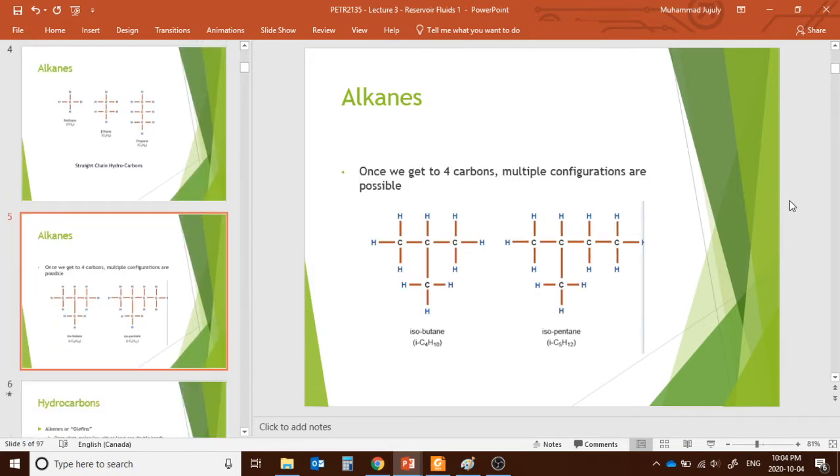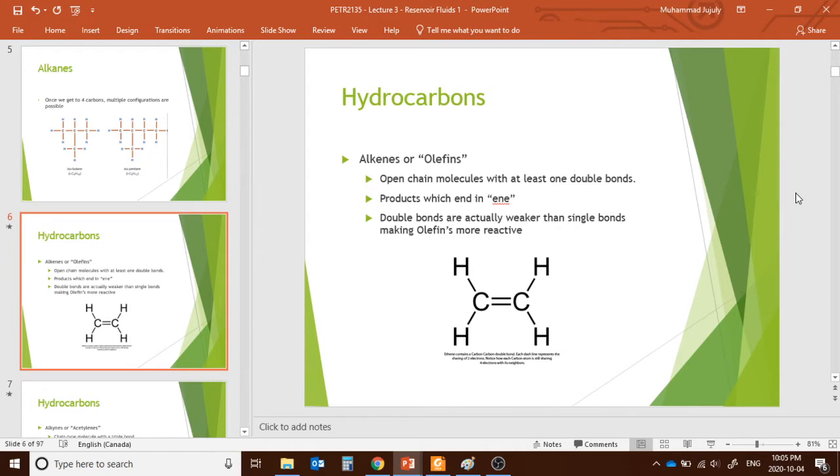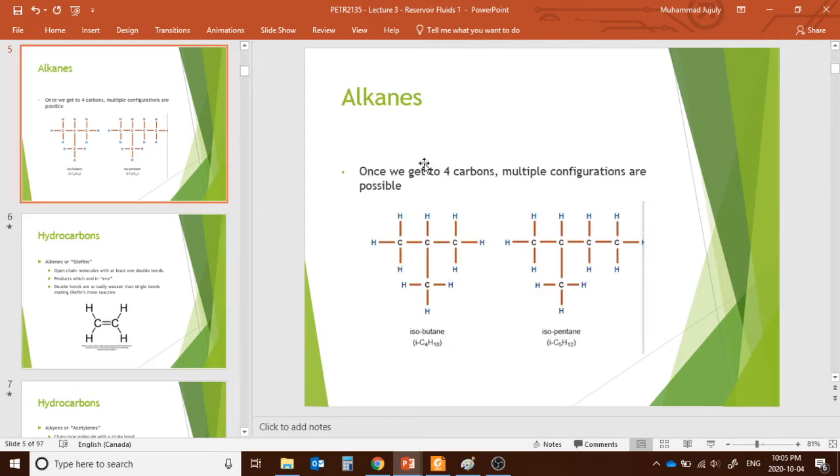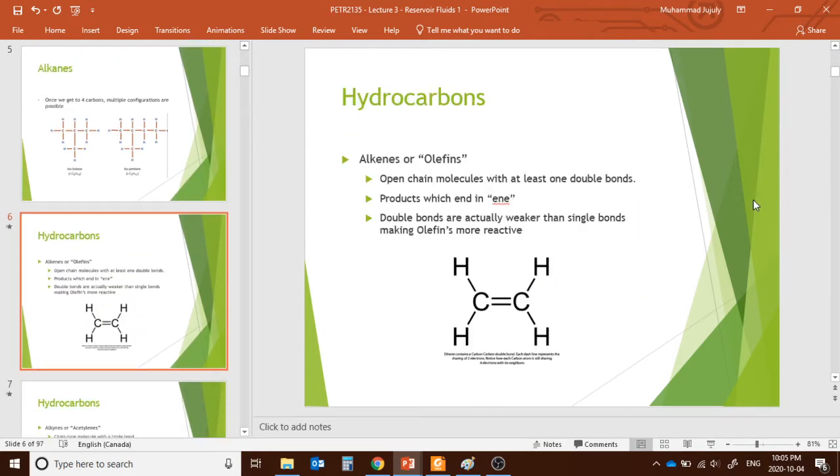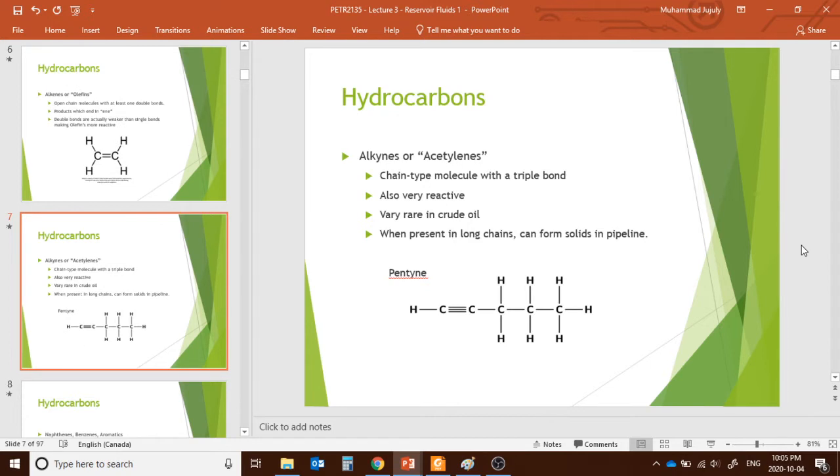Now in the case of alkenes, they are double bonded. However, within the alkanes you can also have single bonded molecules but with branches. That's what we call iso, like isobutane or isopentane. So it could be a linear chain, or it could have branches like that. The alkenes are also known as olefins, the double bonded ones, and acetylene or alkynes are the triple bonded ones.